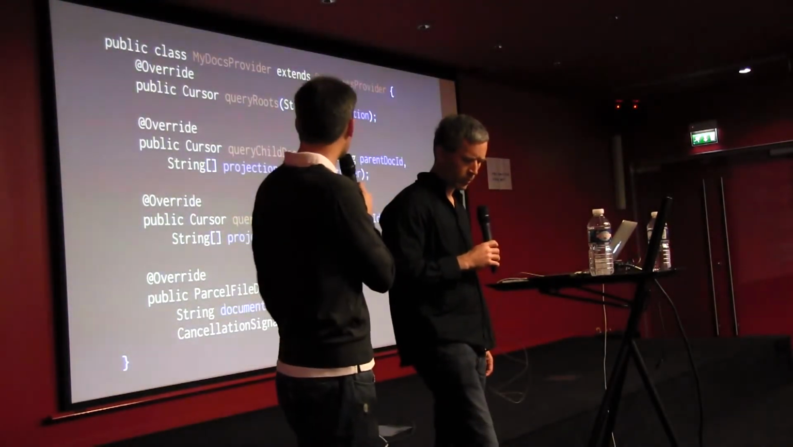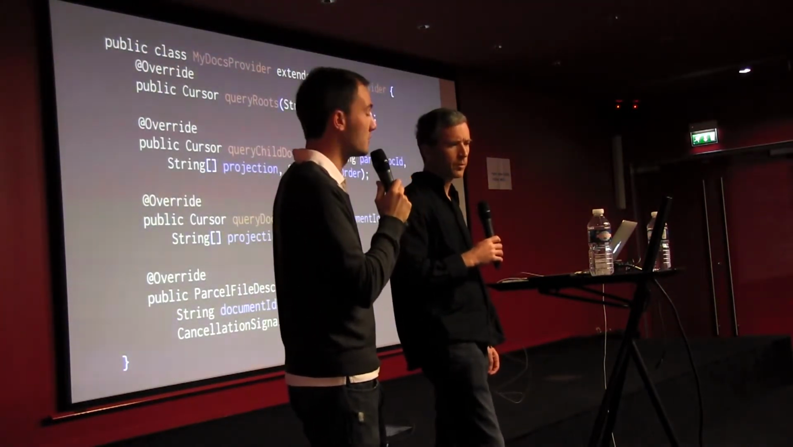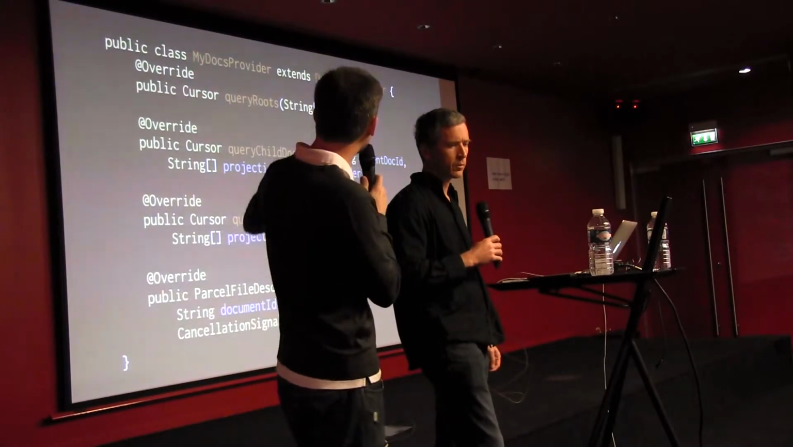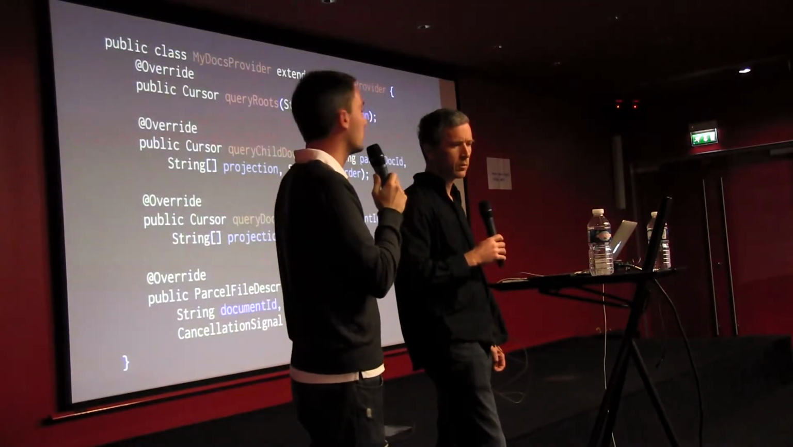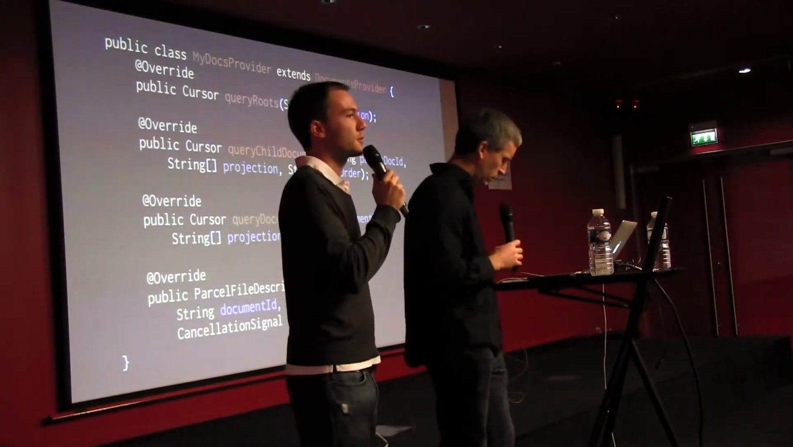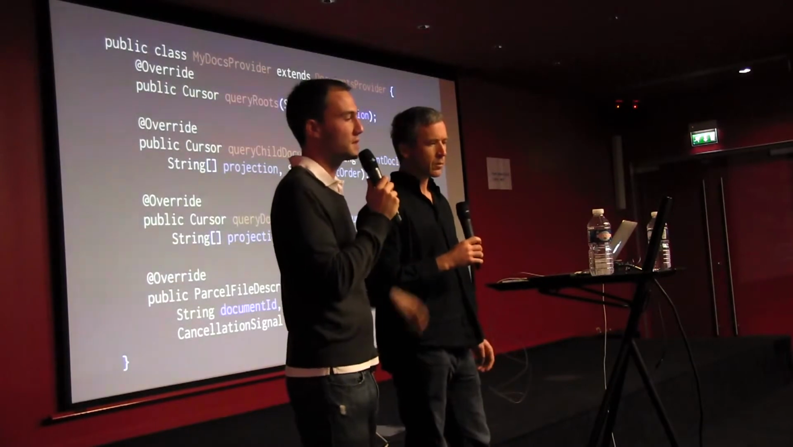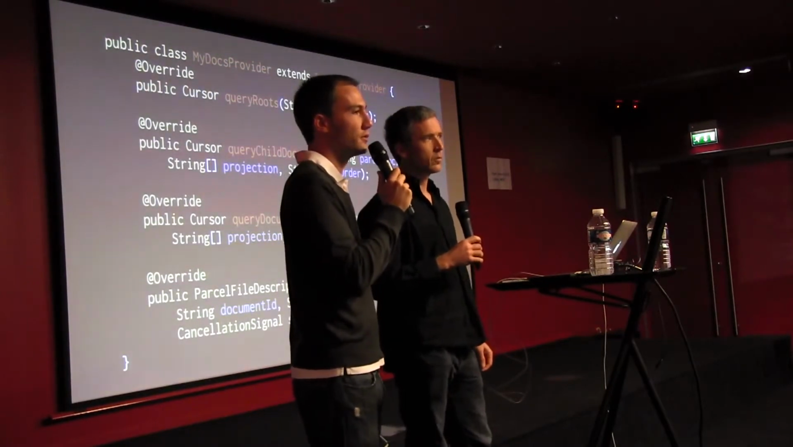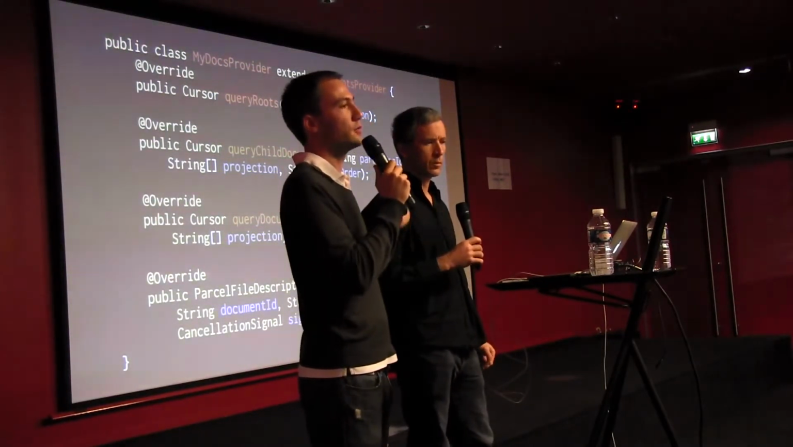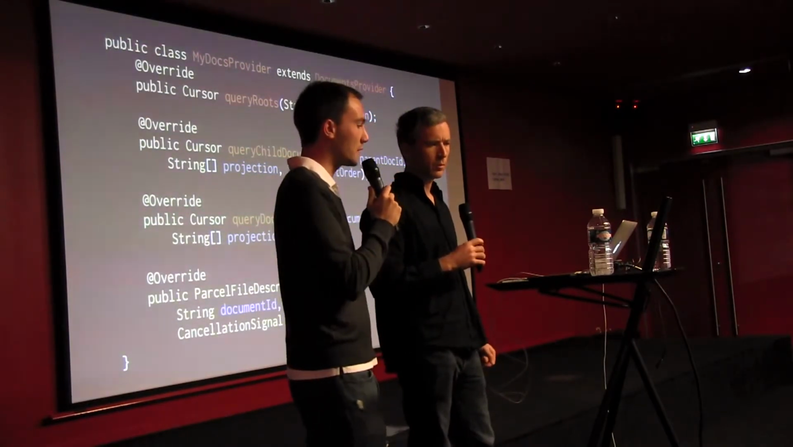You can also write your own provider for this new API. It's pretty simple. You have to extend a new class called the DocumentsProvider, and there are only 4 methods to implement. The first one is called queryRoots. You just return a cursor of the top level directories in your virtual file system. The files don't have to be on the phone; they can be in the cloud. So if you're Dropbox, you can use this API to just show documents from the cloud.